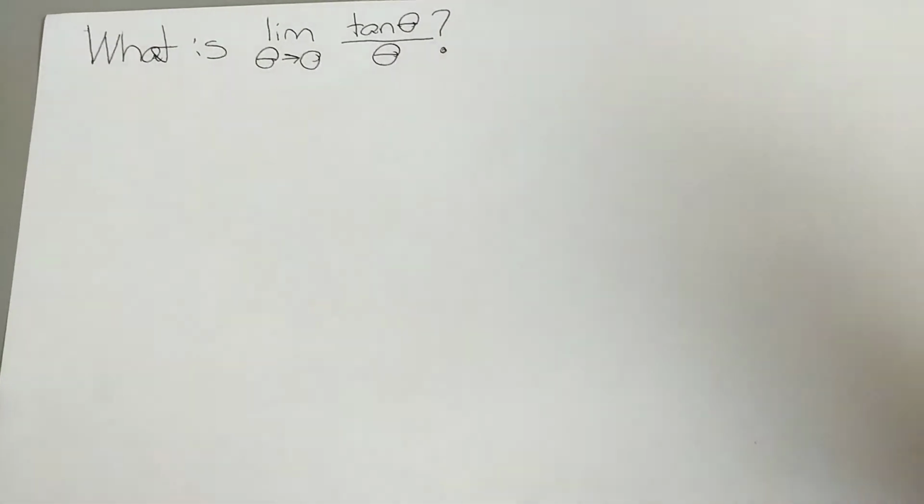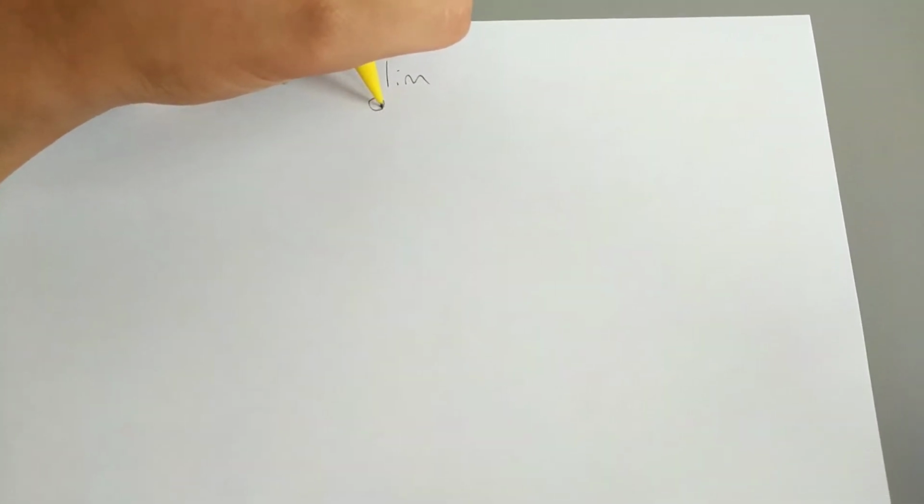Hello, in this video I'm going to find the value of the limit as theta approaches 0 of tangent of theta over theta. So in the previous video I solved the limit of sine of theta over theta as theta approaches 0. And in this video I'm going to bounce off of that knowledge and basically add more to it. So we're going to start with this limit.